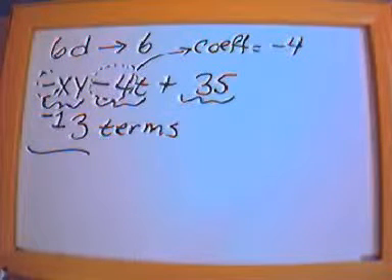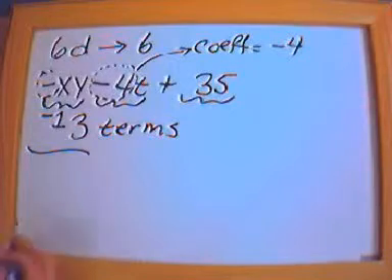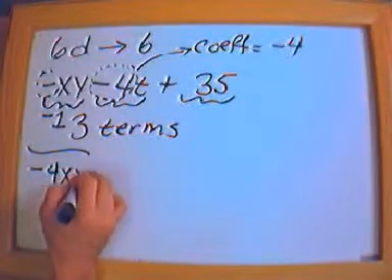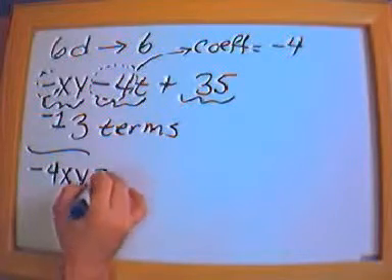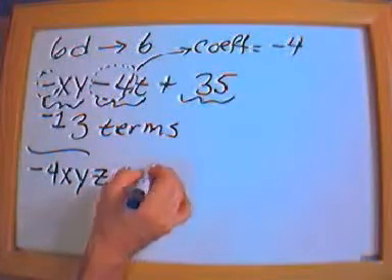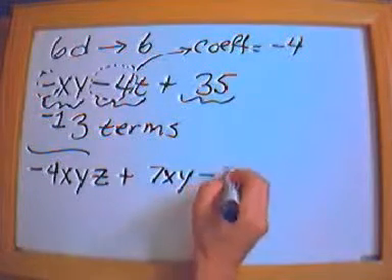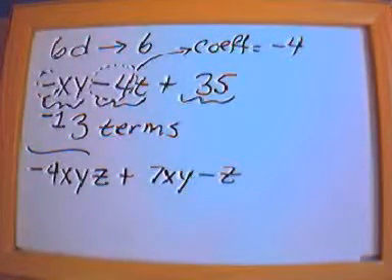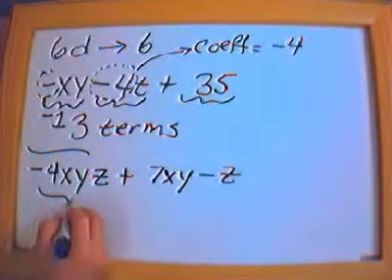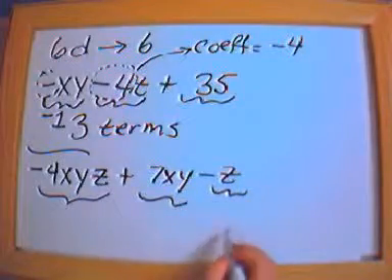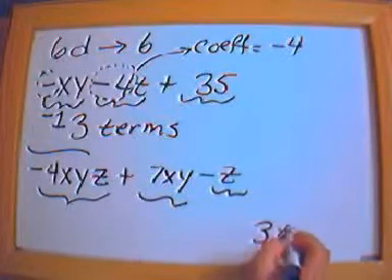Okay, so let's continue. Let's look at one that looks like negative 4xyz plus 7xy minus z. How many terms are there in this expression? Again, there are three. This is a term, this is a term, and this is a term. So we'll write over here 3 terms.